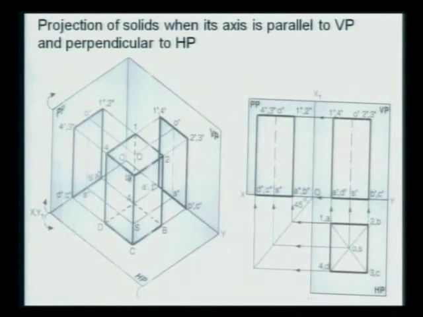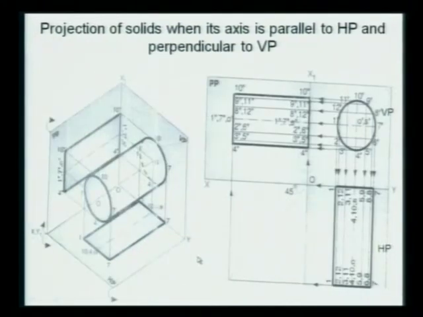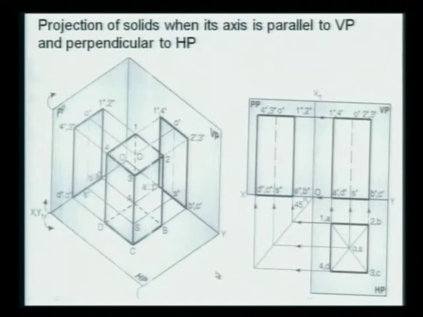When you observe this particular rectangular prism or square prism from the front, you will get its front view on the vertical plane. This is the vertical plane and you will get the front view, 1 dash, 2 dash, like that. And when you observe from the top, you will get the top view on the horizontal plane. For the side view, you have to go on this side because the principle is again observer, object and plane.